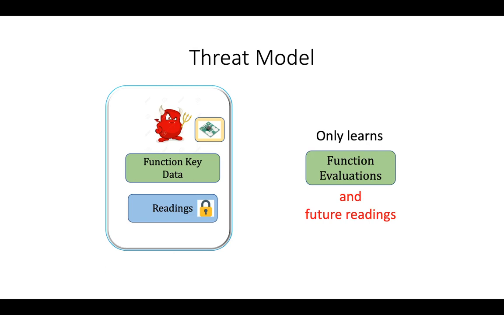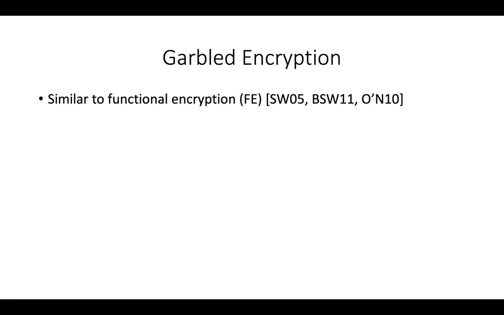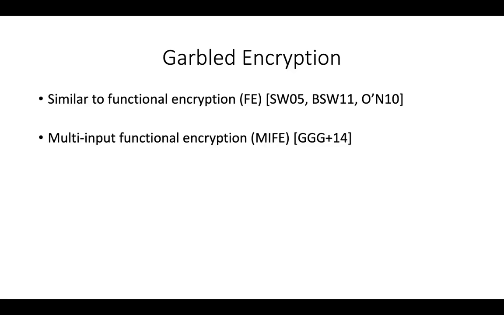So our goal in this work is to build practical self-processing private sensor data systems where the sensors are weak computational devices that don't communicate among each other and that only need to be capable of storing an AES key and computing AES. And to achieve this, we introduce a new primitive called garbled encryption. Garbled encryption is similar to functional encryption and more generally multi-input functional encryption.